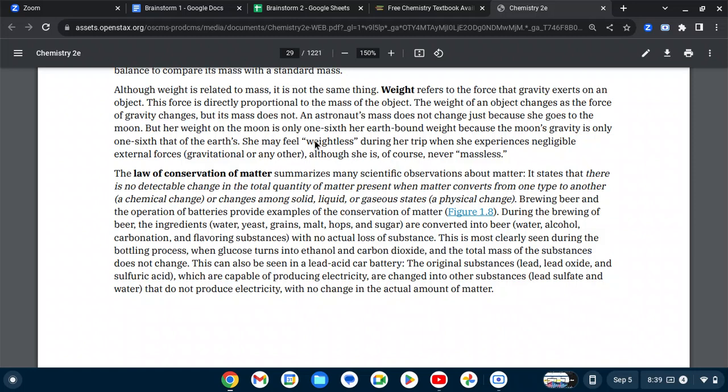During the brewing of beer, the ingredients are converted into beer, with no actual loss of substance. This is most clearly seen during the bottling process, when glucose turns into ethanol and carbon dioxide and the total mass of the substances does not change. This can also be seen in a lead-acid car battery. The original substances, which are capable of producing electricity, are changed into other substances that do not produce electricity, with no change in the actual amount of matter.